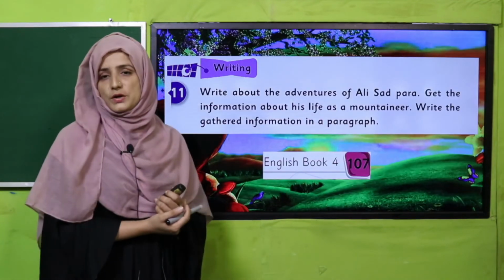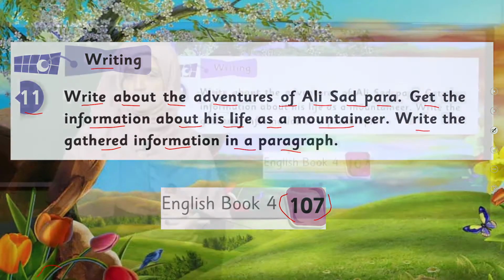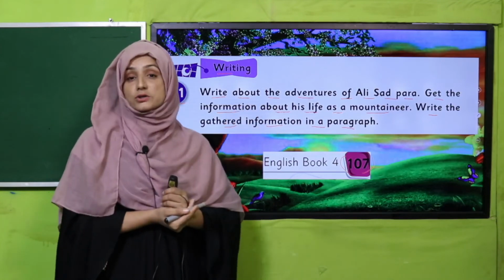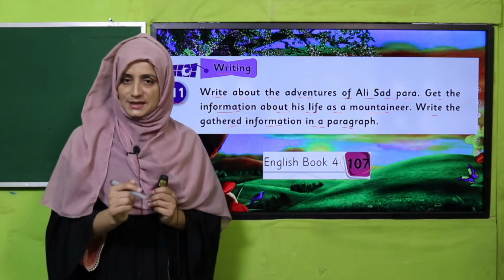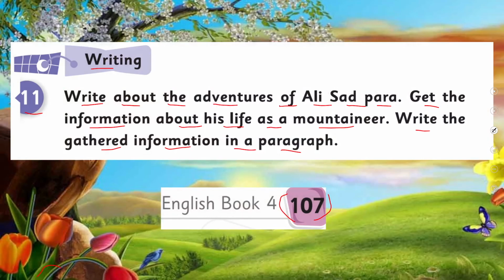Now we will move towards our classwork. Individual activity is on page number 107. In writing, question number 11: Write about the adventures of Ali Said Para. Get the information about his life as a mountaineer. Write the gathered information in a paragraph. My dear fellow teachers, first of all, help them search out whole information about him. Then guide your students in writing. So pause the video and do this activity in your class, in your notebooks.